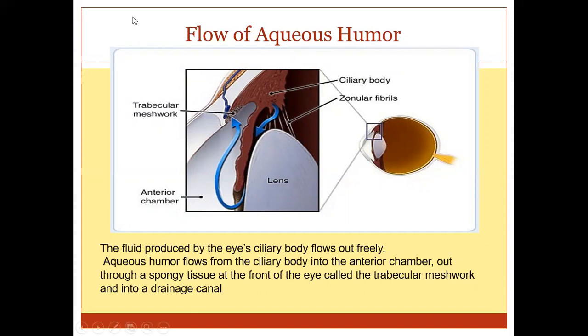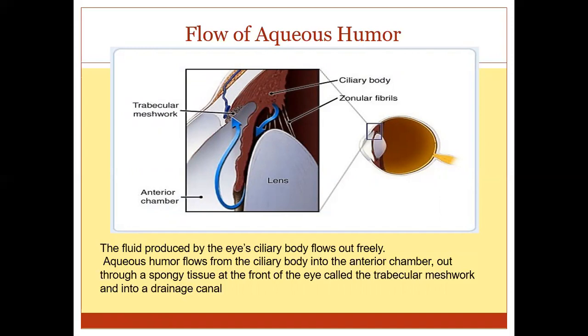So when aqueous is produced from the ciliary process of the ciliary body, it goes to the posterior side of the anterior chamber, and through the pupil it goes out to the front part of the anterior chamber. Then it drains out through the trabecular meshwork, then the canal of Schlemm, then the aqueous vein, then the episcleral vein, and then leaves the eye. So this is the common flow of the aqueous.